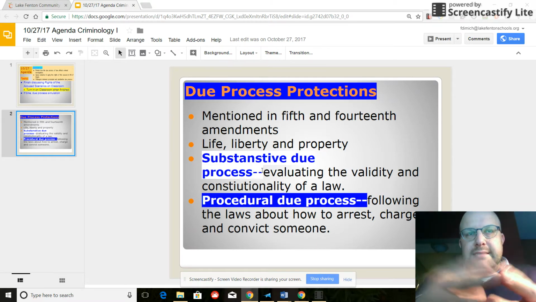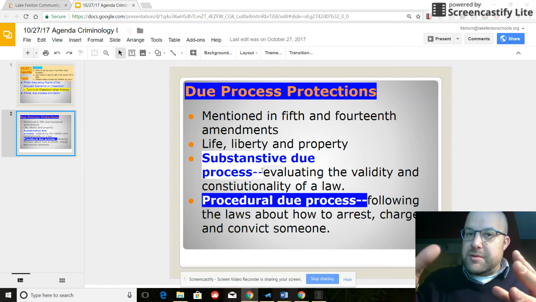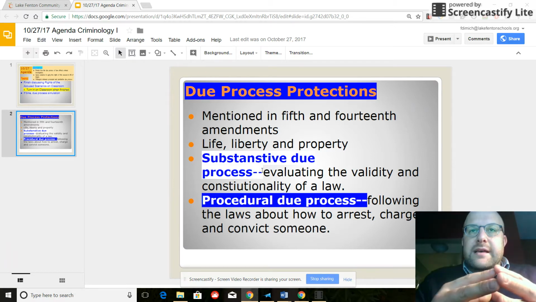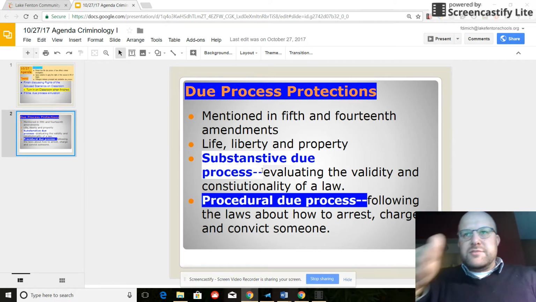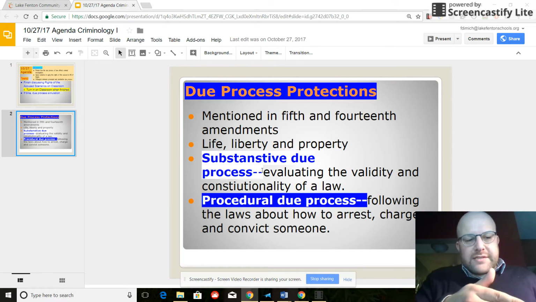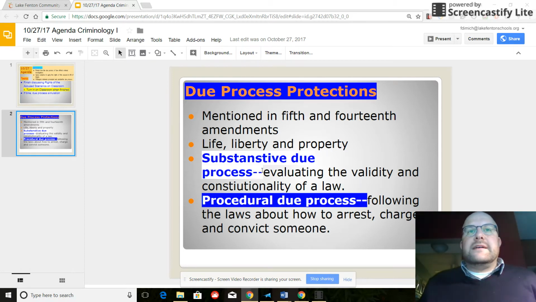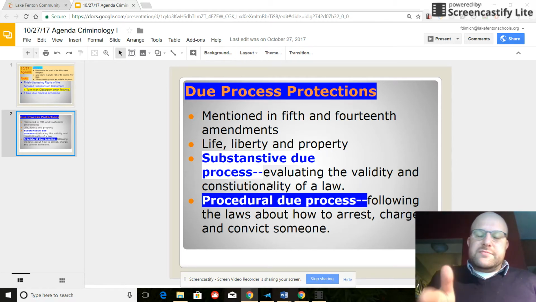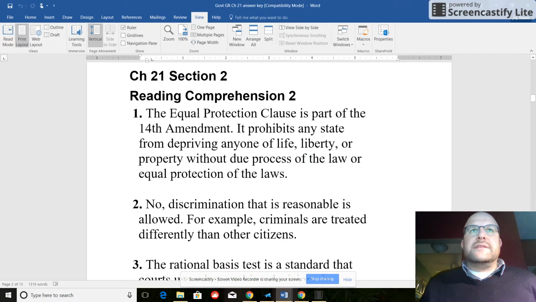Does that pass a substantive due process test? The Supreme Court said no, it does not. And procedural due process covers the laws about how a criminal, for example, is treated from the beginning of their time to the end of their time. It's stuff we covered more in criminology class. Procedural due process is spelled out in amendments 4 through 8 of the Bill of Rights. Anyways, that's the equal protection clause.